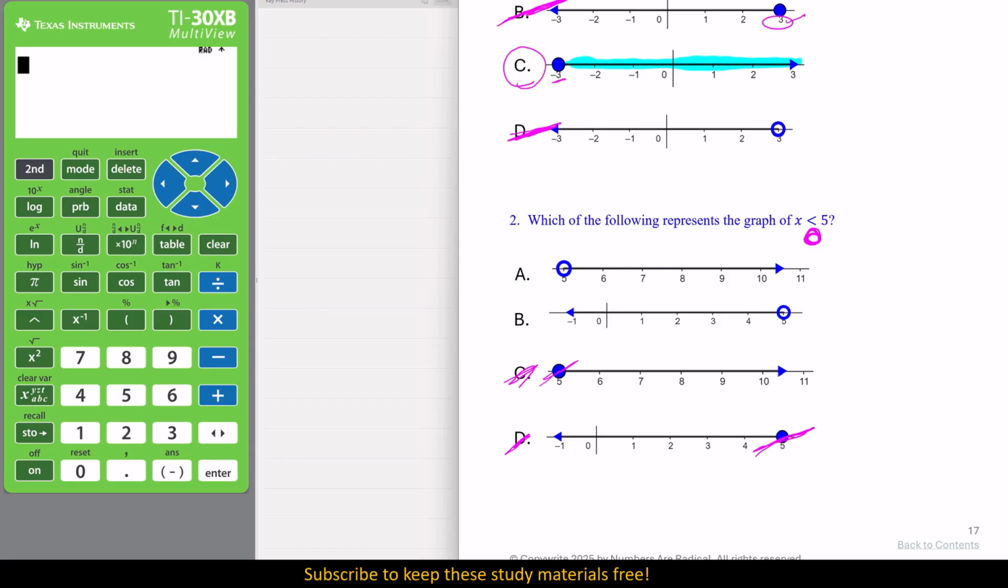However, all the values that satisfy this situation are less than the 5. That means that my arrow should be highlighted and pointing towards the left, which would be option B. Everything less than 5, but not including 5, will satisfy that inequality I have above. Okay, A does not satisfy because it is going the wrong direction. Okay, let's look at number 3.